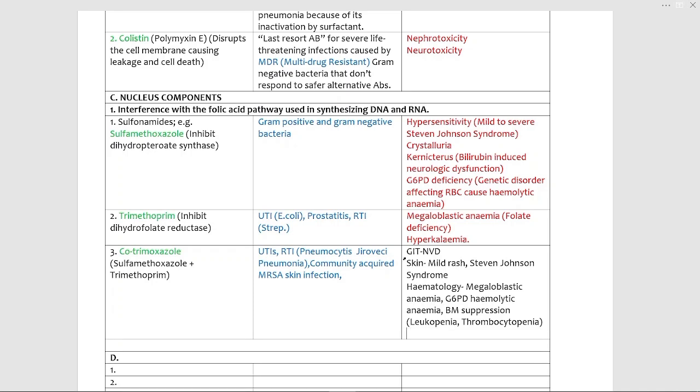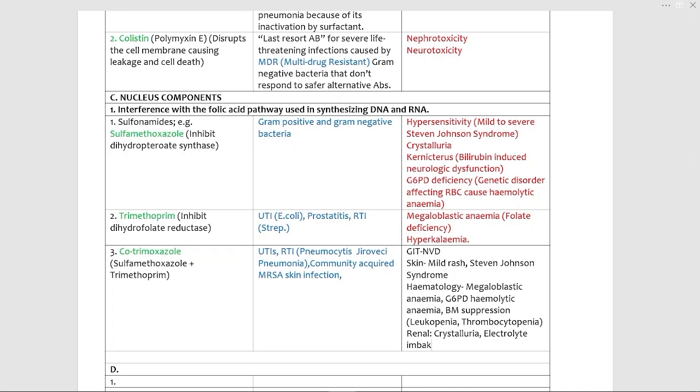And let me continue. Also renal, it may cause what? It may cause crystals in urine, crystalluria. This one is majorly seen in sulfonamides. It may also cause electrolyte imbalance. Why electrolyte imbalance?